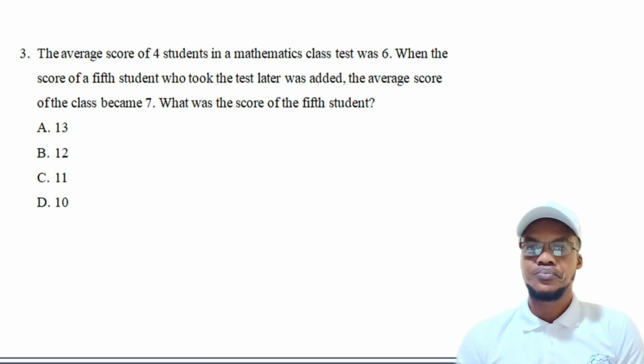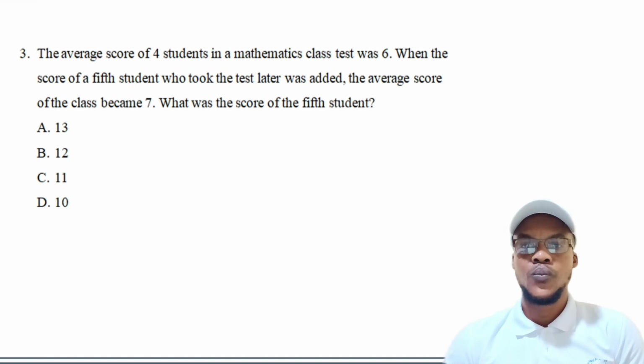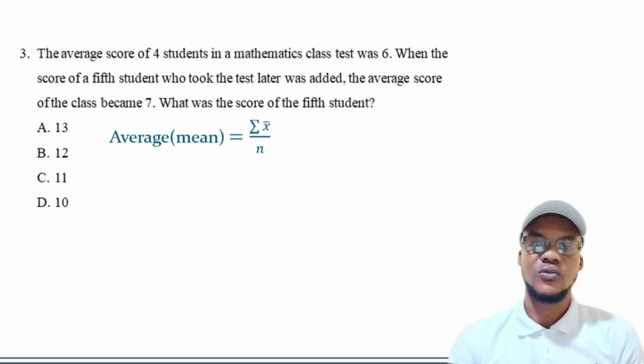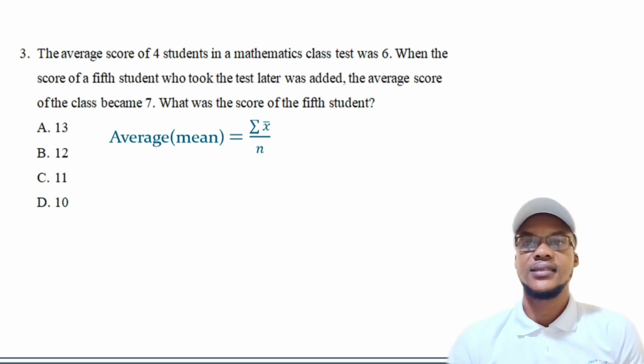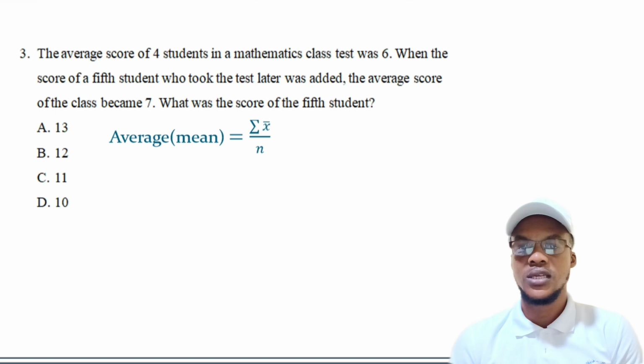So we need to know what is given. When you're asked to find an average or the mean, we know that the average is the same as the mean, which is the sum of the scores divided by the number of students. That is the formula we normally use.